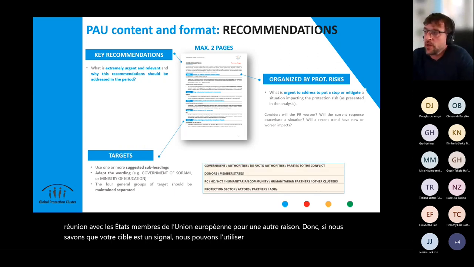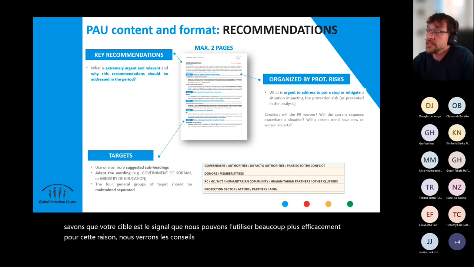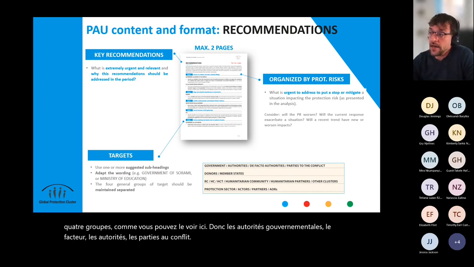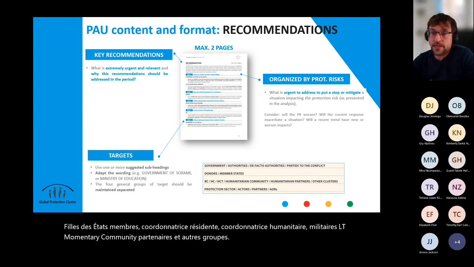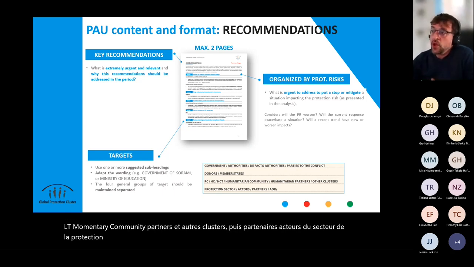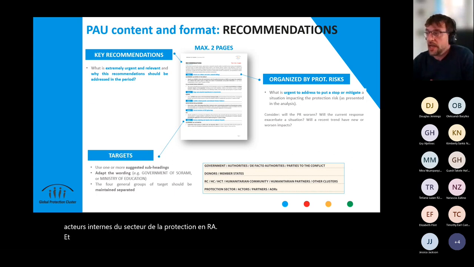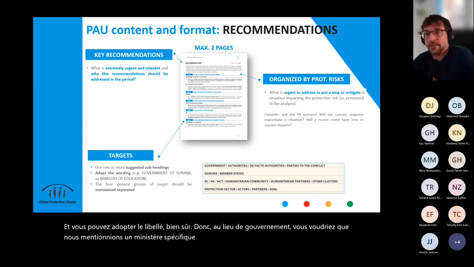For that reason, you will see in the guidance that we organize the targets in four groups, as you can see here. So: government authorities, de facto authorities, parties to the conflict; donors and member states; resident coordinator, humanitarian country team, humanitarian community partners and other clusters; and then internal protection sector, actors, partners and UNHCR. And you can adapt the wording, of course. So instead of government, you might want to mention a specific ministry or a specific governorate. Of course, it's government as a global body, so please, you can adapt them.